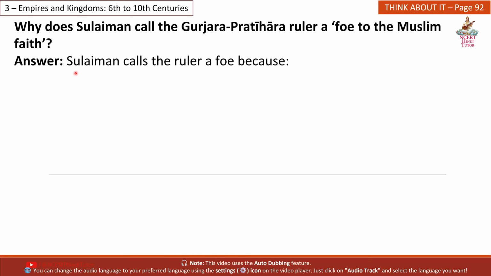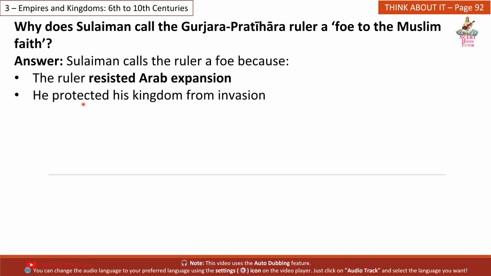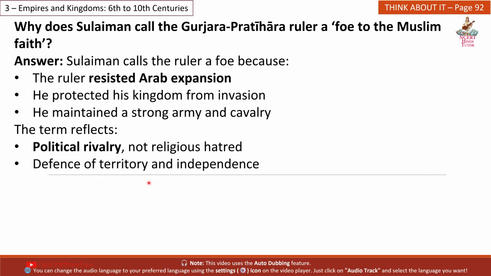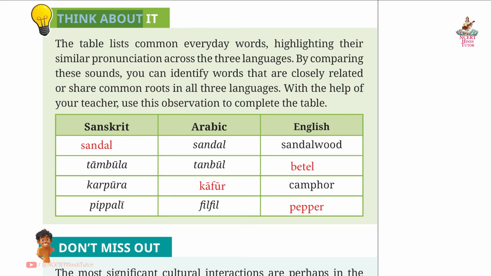Answer. Suleiman calls the ruler a foe because the ruler resisted Arab expansion. He protected his kingdom from invasion. He maintained a strong army and cavalry. The term reflects political rivalry, not religious hatred, defense of territory and independence. Think about it, page 93.